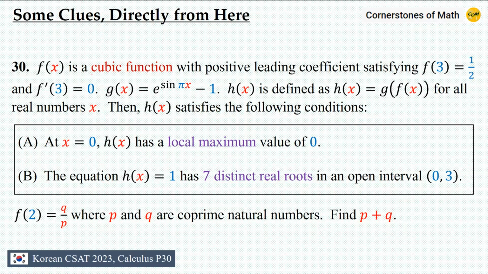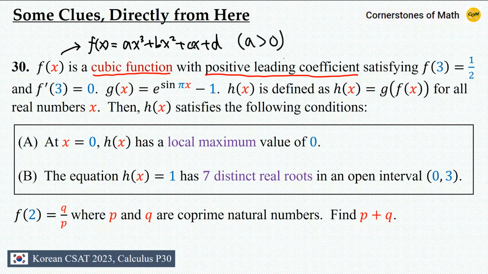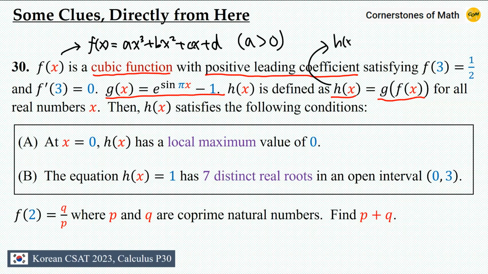First, it says f(x) is a cubic function with positive leading coefficient, so we can write it as ax cubed plus bx squared plus cx plus d, where the leading coefficient a is positive. Next, h(x) is defined as g(f(x)), so using this given g(x), we know that h(x) equals e to the sin(pi f(x)) minus 1.